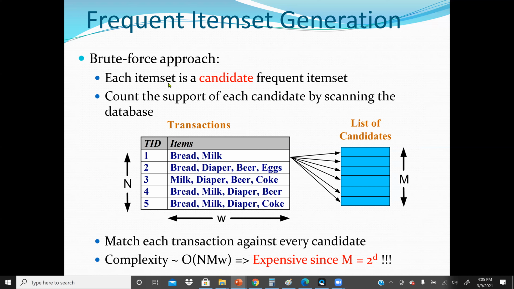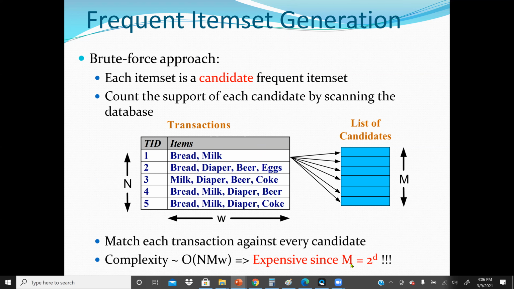With brute force, as we said earlier, this is computationally expensive because we consider all the item sets as candidate frequent item sets. So now we're going to count the support of each candidate by scanning the database. Then we're going to match each transaction against every candidate. Because of that, our big O notation will be N times M times W. M will be 2 to the power D, where D is the number of items, or in this case, attributes.